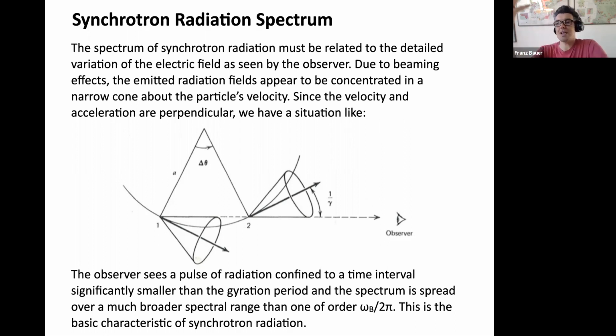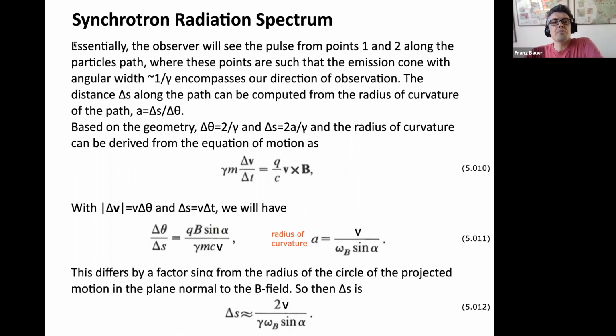So rather than an emission line coming out, which is what happens for gyro radiation, you end up getting a broader spectrum which is broadened. And the degree of broadening depends on the speed. So we can estimate what this is. The observer here is going to see this pulse between points 1 and 2. This emission cone is going to have an angular width of roughly 1 over gamma.